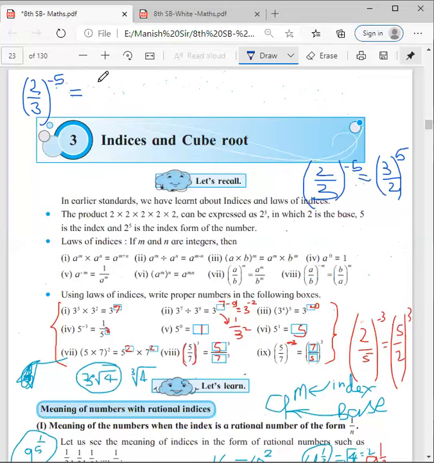So I can write this one as 2 raised to minus 5 divided by 3 raised to minus 5. As we know that when the power is negative, we write it in terms of 1 upon a raised to m. If we have a raised to minus m, what we write is 1 upon a raised to m. So this 2, I can write as 1 upon 2 raised to plus 5.